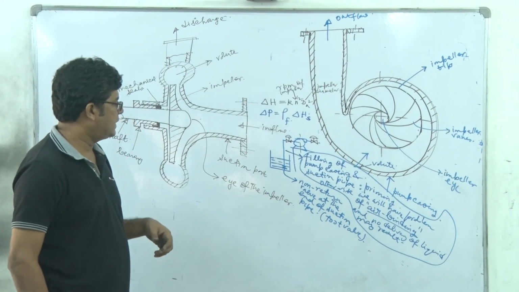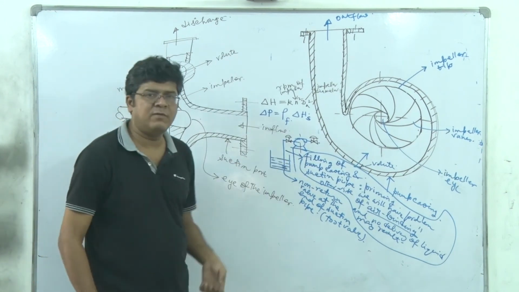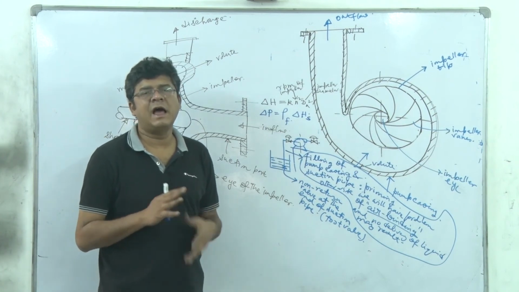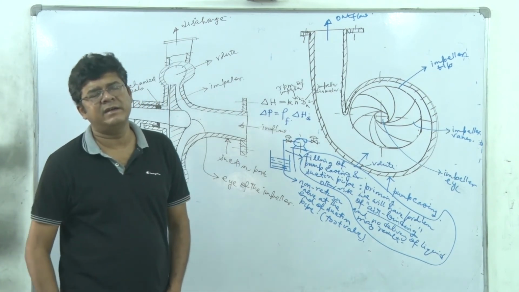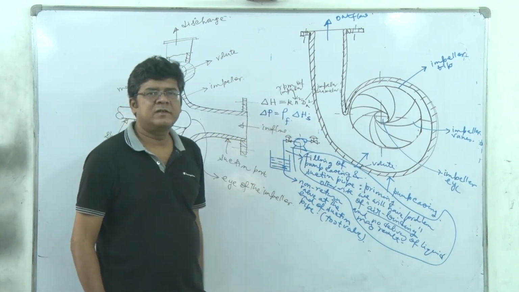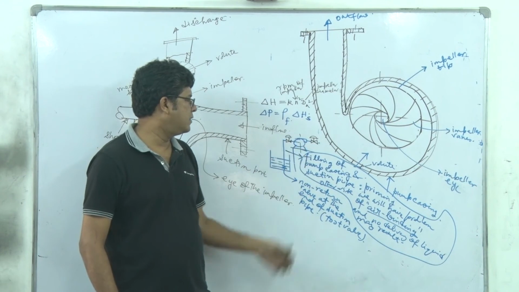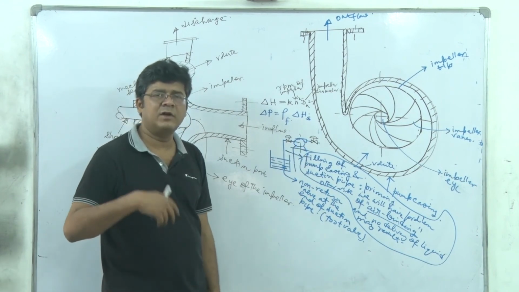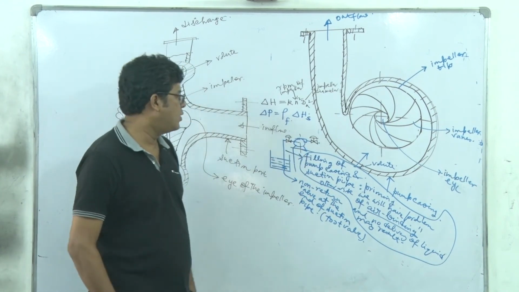Now you see, why are we using the foot valve? Because for a common household pump or very standard pumps, once the motor is shut off and you are no longer operating the pump, what will happen?